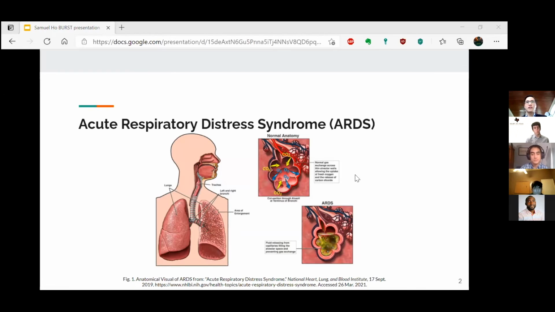ARDS is often caused by another condition, most commonly sepsis, or widespread infection of the bloodstream. However, most notably, it can also be caused by direct diseases pertaining to the lungs, such as pneumonia, or, very pertinent now, COVID-19. In fact, 67 to 85% of COVID patients admitted to the ICU had ARDS, which emphasizes the need to study ARDS more in depth.